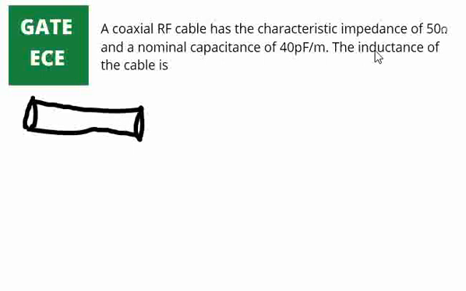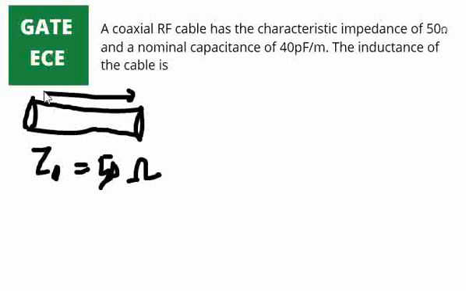Now, this cable, what it is saying is characteristic impedance. That means Z naught is 50 ohms. Okay, so this is what is provided, and then it says nominal capacitance of 40 pF per meter. Like if we consider a length of 1 meter, the capacitance that is seen is 40 pF. So this is 40 pF per meter.